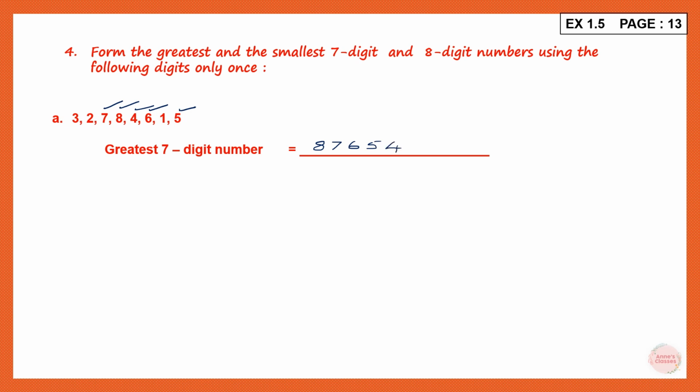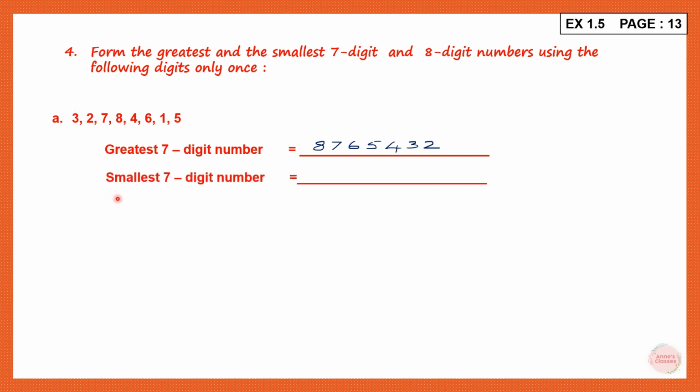We are going in descending order from big to small because we are making the greatest number. So here 8, 7, 6, 5, 4. Then we have 3. Then we have 2. Now let's count how many digits we have here in this number. 1, 2, 3, 4, 5, 6, 7. So we have the greatest 7-digit number. We don't have to write the last digit, which is 1. Now let's go to the next one.